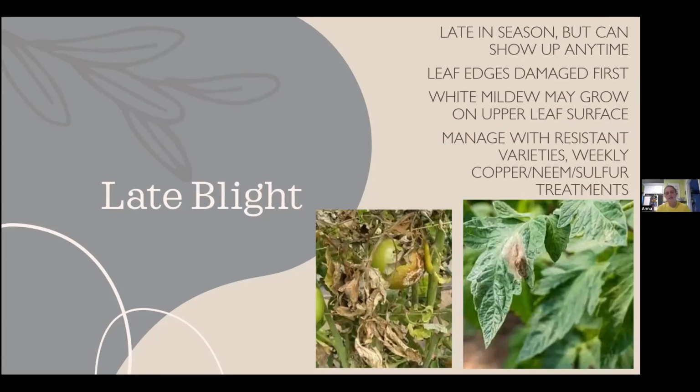Late blight pops up anytime, but I see it a lot kind of late summer, early summer too. The leaf edges are damaged first. You get kind of a white fuzz to the upper leaf surface. You can manage this with resistant tomato varieties, weekly copper, neem, or sulfur, and then just prune any infected material out. With these blights, good airflow is key.